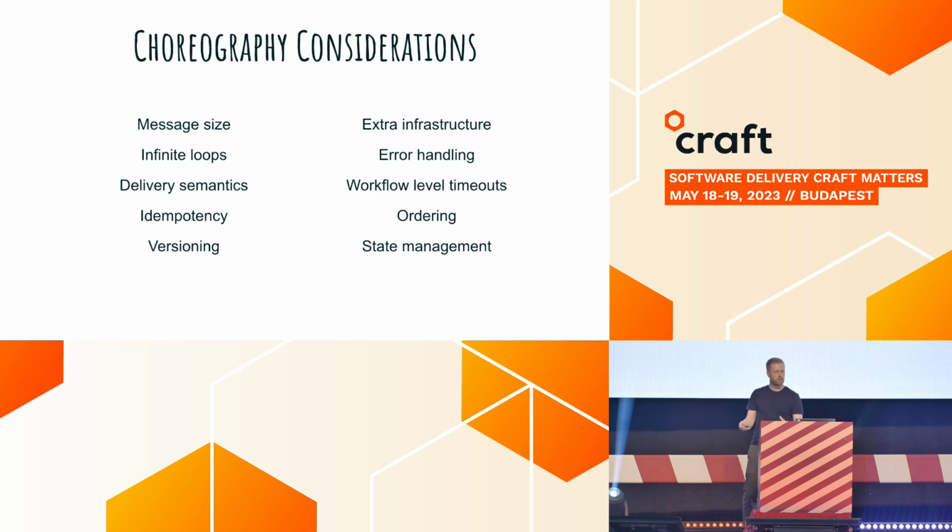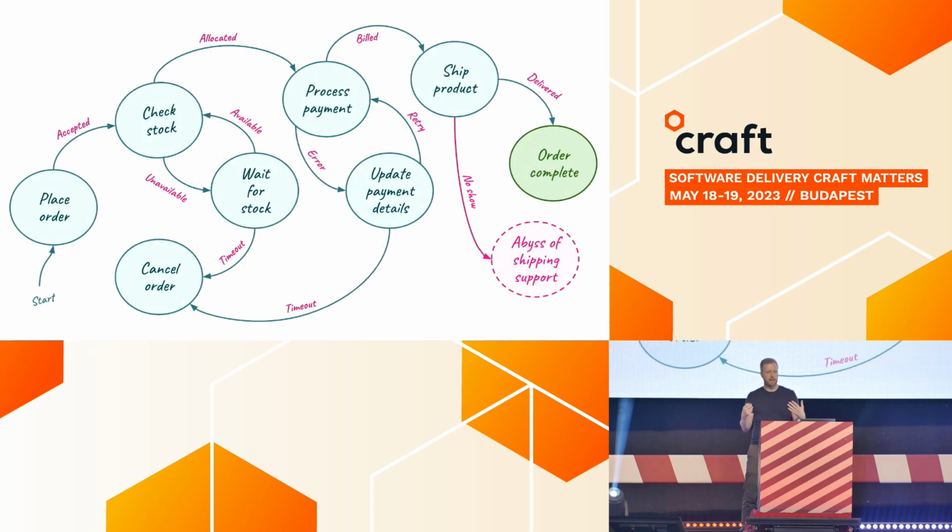So some considerations I've touched on here: message size, infinite loops, maybe needing some extra infrastructure, the delivery semantics and things like that. One notable exception here that I didn't talk about was how you would handle workflow level activity. So before, in the orchestrator, if something went wrong, you could see that the orchestrator is able to unwind, or if there was a need for a global timeout, you could put that in the orchestrator and define it in your workflow. With choreography, it's less capable of doing that.